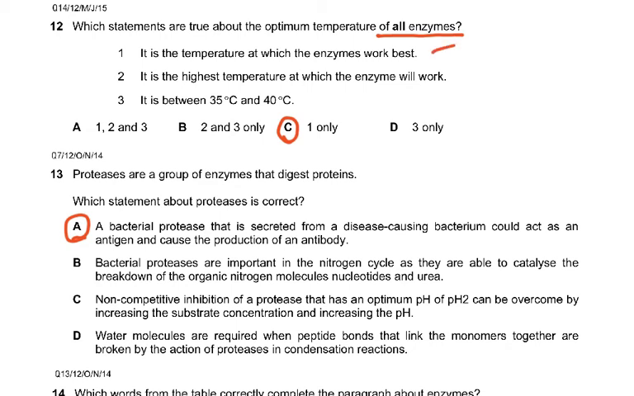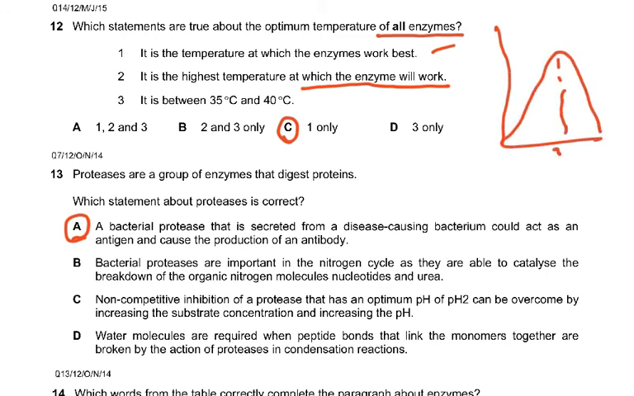Yes. It is the highest temperature at which the enzyme will work. No, they even work after the optimum. For instance, human beings have an optimum, so that's how the graph comes out. If this is the optimum, which is 37, they're still working till about 45, but the rate is decreasing. It is between 25. No, all enzymes are not between 35 and 40. There are enzymes which work best at even 70, 80, 90, thermophilic bacteria.